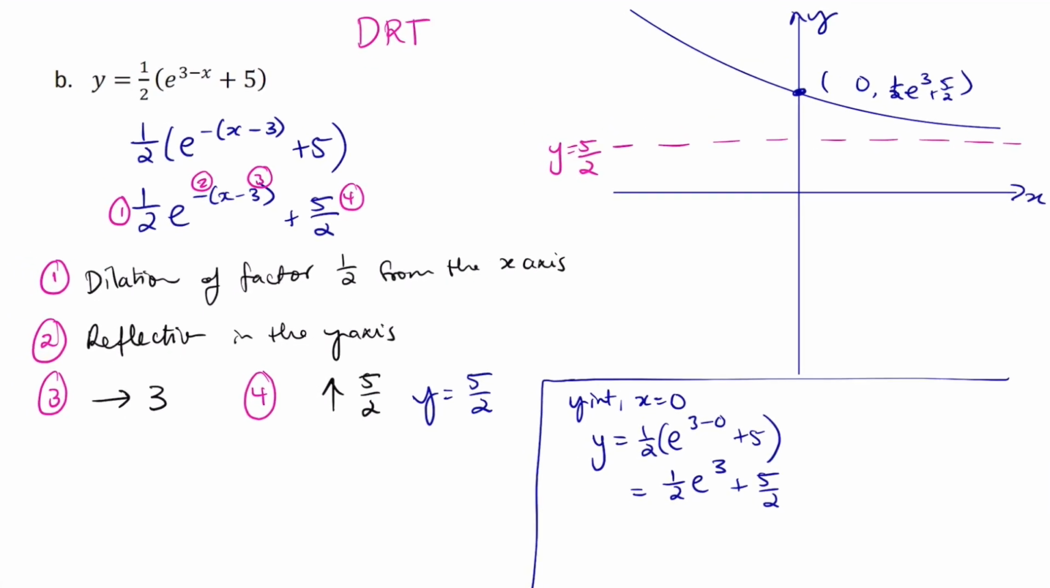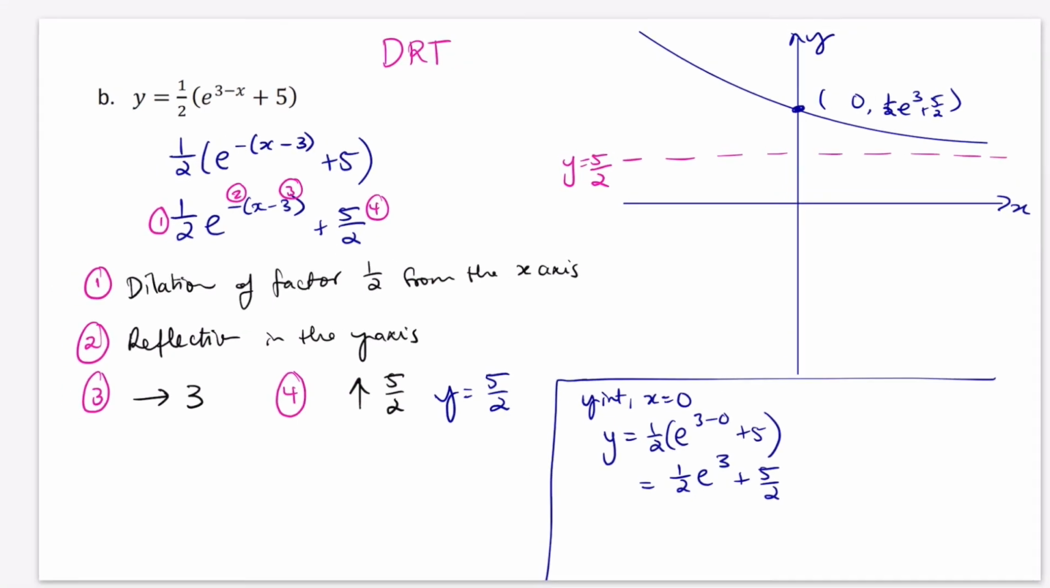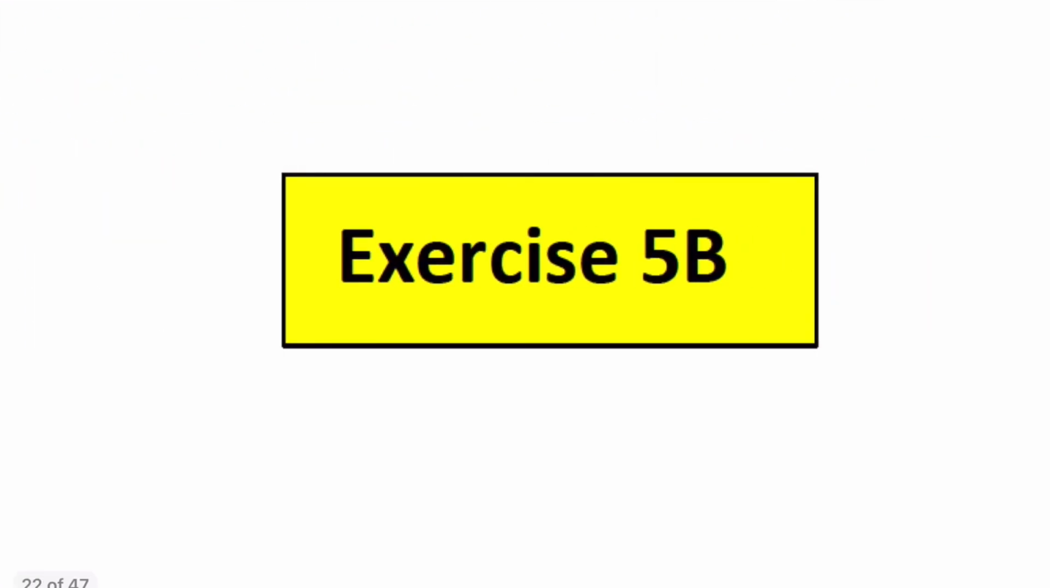All right, so that is going to be our graph. What you'd notice is that if you try to find your x-intercept, you'll get to a point where it's undefined. So that's what will happen there. All right, that's it. That's the end of exercise 5B.